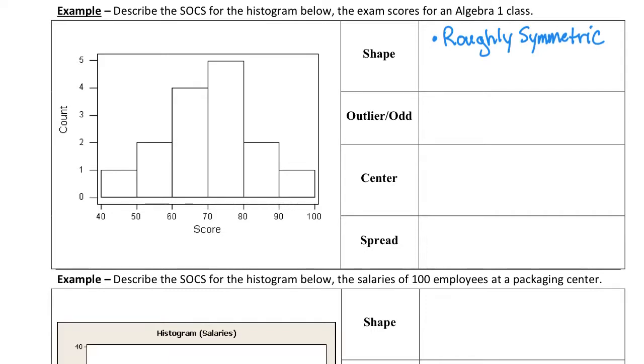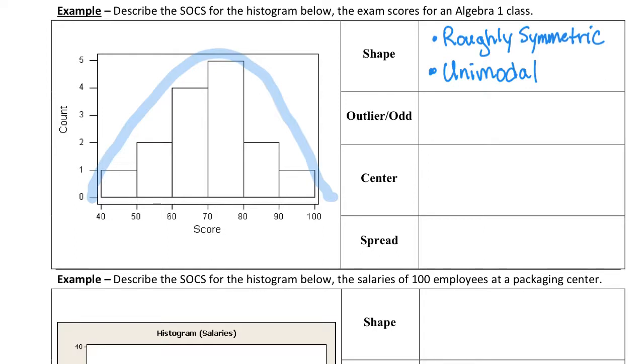The other thing I want to look for, of course, is modality. So is there one clear peak? And we can definitely see that there is. There is one clear up and then down. So we're also going to say that this is unimodal. And that is all you have to put for shape. So you're looking for symmetry and you're looking for modality.